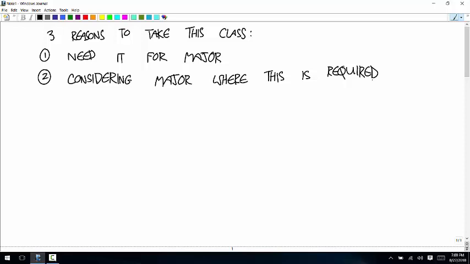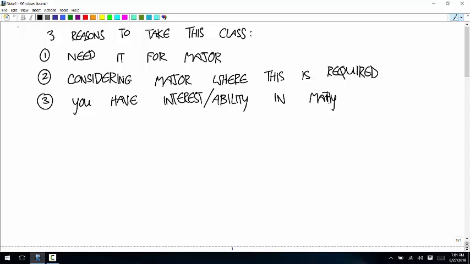And the third, let me know if you can think of any other good reasons besides these 3. But as far as I can tell, this is the only other reason you would take this class: if you have an interest in, or good ability in, mathematical classes. Okay.